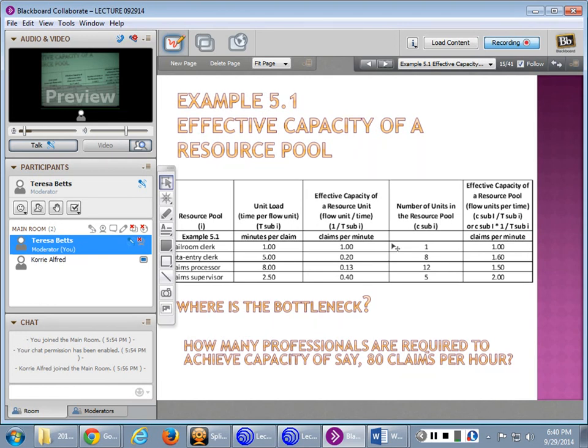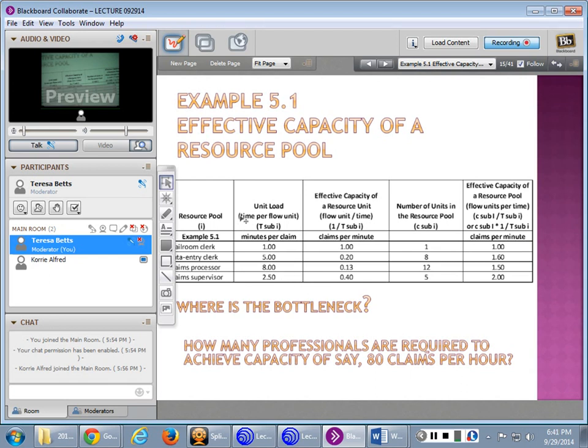Okay, this is how I set my tables up. Put your resource pools all the way in the left-hand column, and that's the sub I. In this example, we have a mailroom clerk, a data entry clerk, a claims processor, and a claims supervisor. We're told that each time a mailroom clerk handles the flow unit of a claim, it takes them 1 minute. It takes a data entry clerk 5 minutes, the claims processor 8 minutes, and the claims supervisor 2.5 minutes.